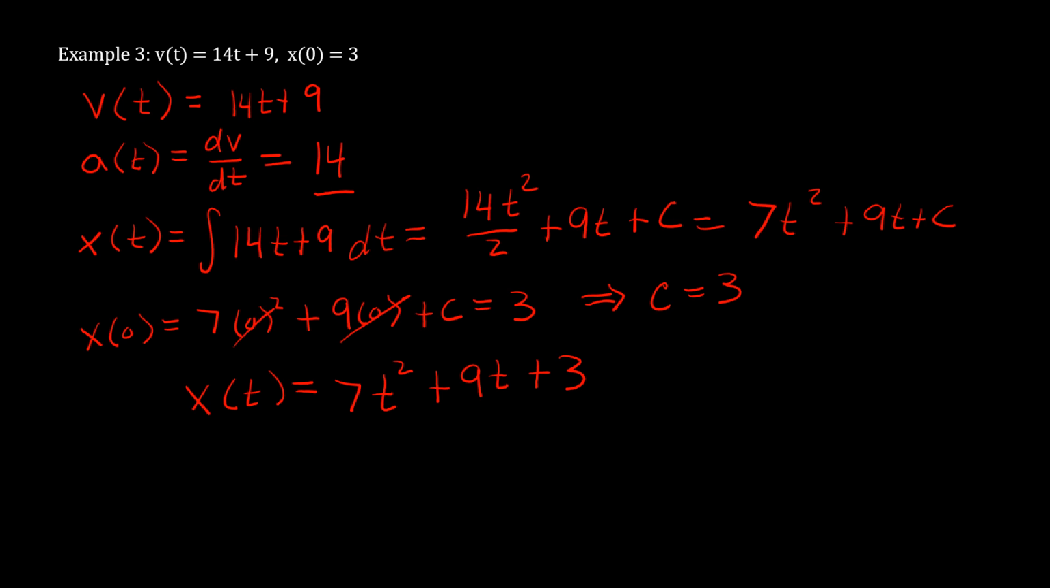All right, so those are the examples: given position, acceleration, or velocity, and going between the three different functions.